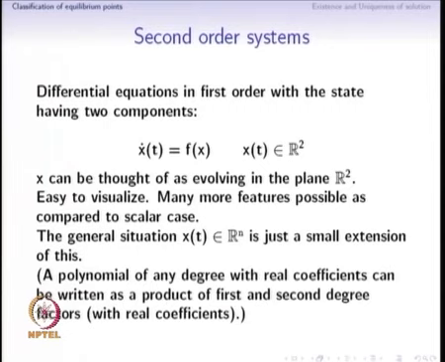Moreover, the general situation is only a small extension of this. Why is it only a small extension? Because a polynomial of any degree with real coefficients can be written as a product of only first and second degree factors, if we want the coefficients to be real, that is.